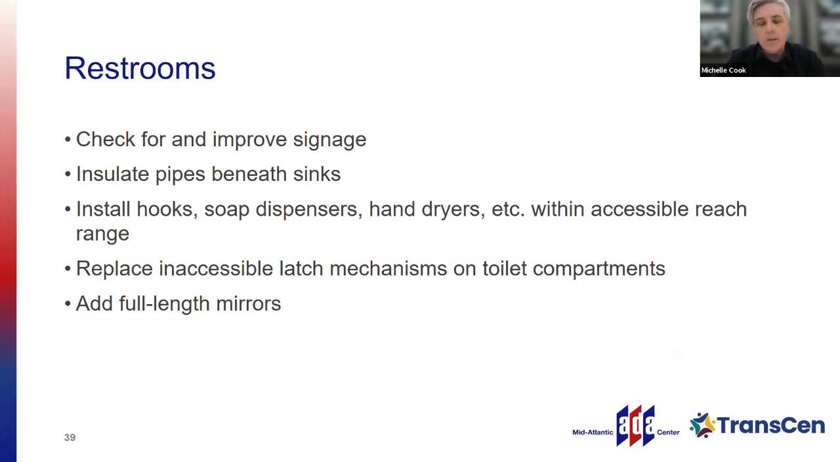My young child wants to be able to hang up her coat independently. In a restroom, I certainly don't want to have to hold it for her while she uses a restroom. And same with someone who's using a mobility device or of short stature. They want to be able to independently take advantage of the amenities that you're providing in the restroom. So having hooks at accessible heights, being able to reach the soap dispenser and the hand dryer. Those are pretty important things for a lot of reasons.